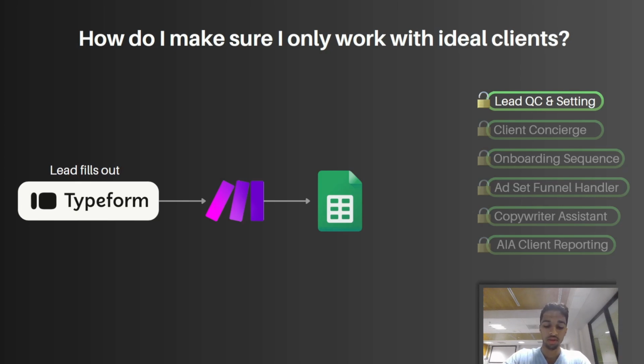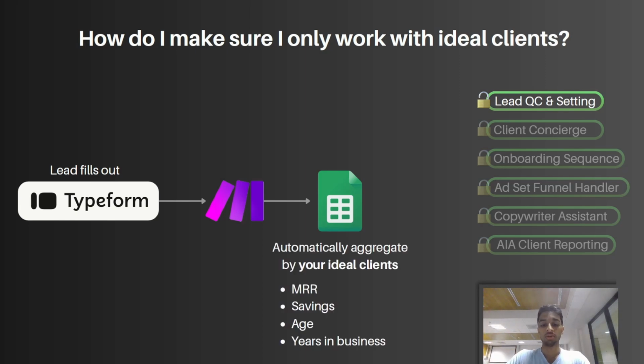Now, the way that I do this is I use Typeform, which is a common questionnaire software. The way it works is that the lead fills out this form and it goes through a bunch of questions like if you've worked with an agency before, the sort of customers that you have, the sort of monthly revenue that you can expect. And you need to parse all this data from Typeform into make.com. And the reason we're doing this is so that we can actually log it in Google Sheets. And what this allows you to do is to automatically aggregate by your ideal client.